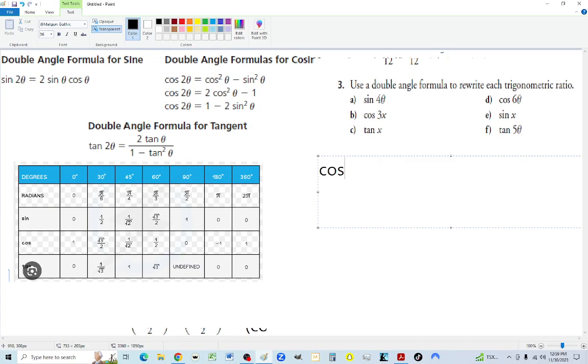What's cos 6 theta, 6x? It's equal to cos squared 3x minus sine squared 3x. And all variations. What's tan 5x? It's 2 times tan of 5x over 2, all divided by 1 minus tan squared 5x over 2.